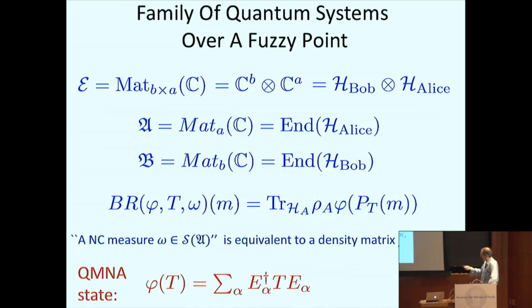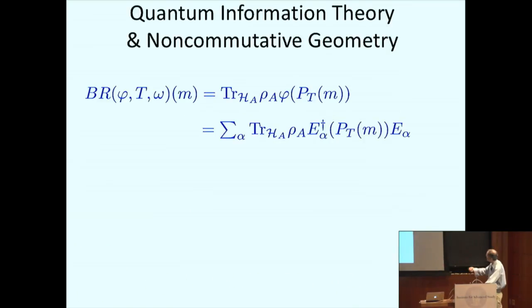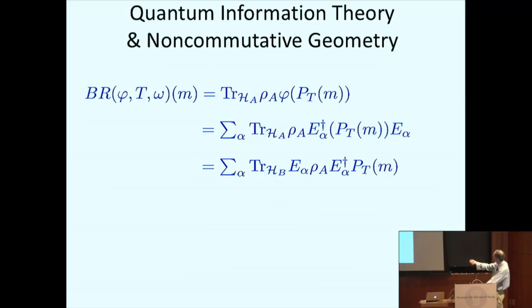Now, the general completely positive map looks like this so-called Krauss form, where if it's unital, then the Krauss operators E alpha have to satisfy the sum rule. So here's that formula again. Now we write out the Krauss form. We use cyclicity of the trace, and we recognize that this is what's called a quantum channel applied to rho A.